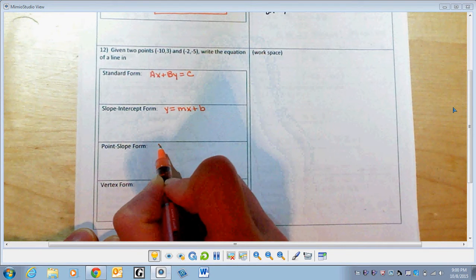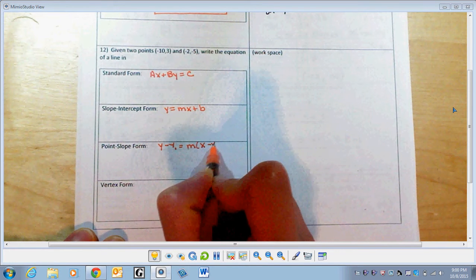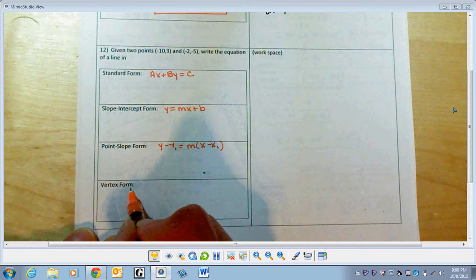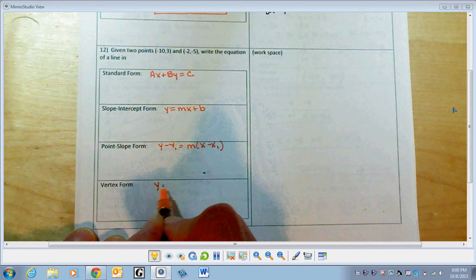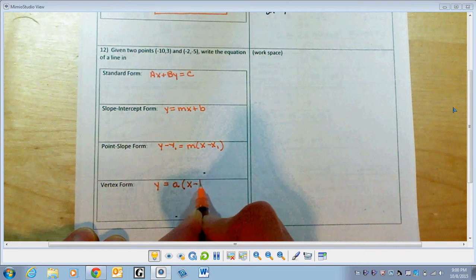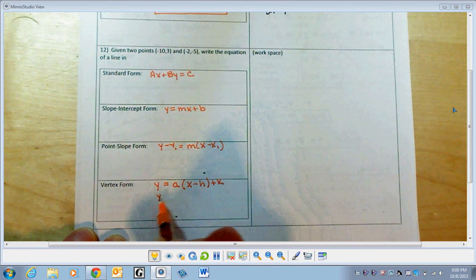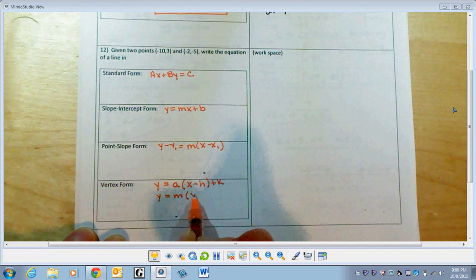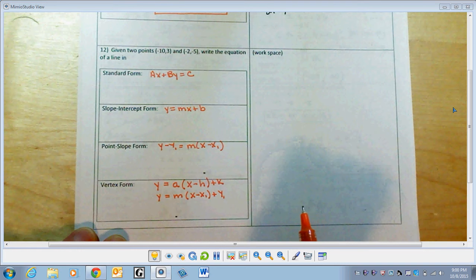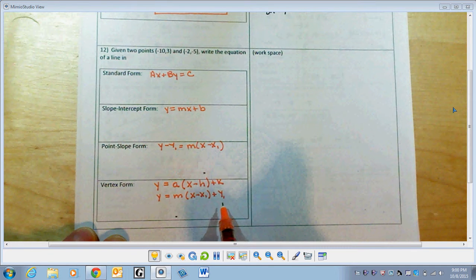So you really need to memorize these. And now remember, vertex form is like this, which is going to be a times x minus h plus k. And we can think of it as like this: y is equal to m times x minus x1 plus y1. Okay? Traditionally, we'd use this for vertex form. But when we rewrite this, remember we just added y1 to both sides, and this is what we got.